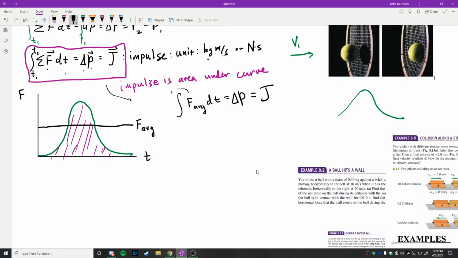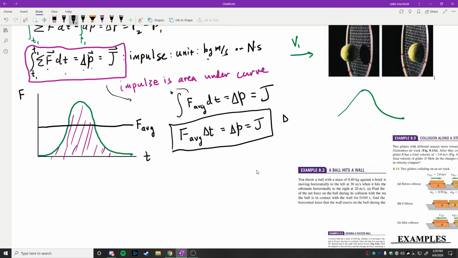But then we'll just pull this out of the integral because it's an average, so it's going to be a constant value. So now we get f average, and then we need to integrate dt, so that's going to give us delta t, the change in time, or the time interval over which the object is interacting, and this is going to basically give you your impulse as well. Just take the average force and multiply by the time. Delta t in this case represents the time over which the force acts. It may be a very short amount of time too.